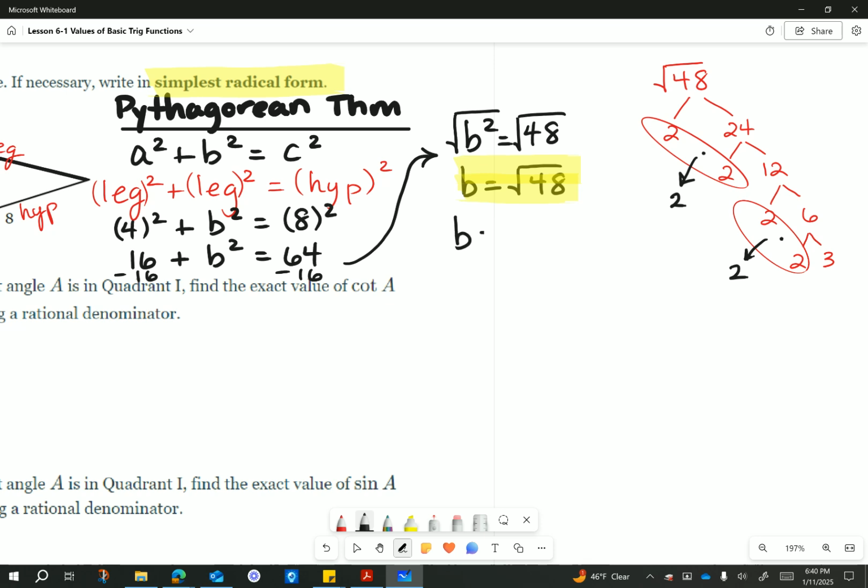So my b is going to equal the 2 times 2 that came out, which makes a 4. And inside the radical, the 3 was left all alone. So you would type as a final length for that missing leg to be 4 square root of 3. And you are done. Okay.